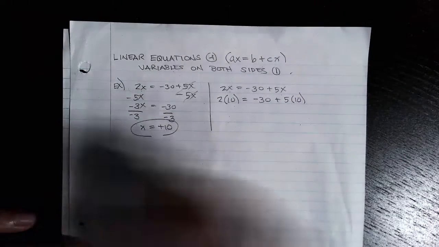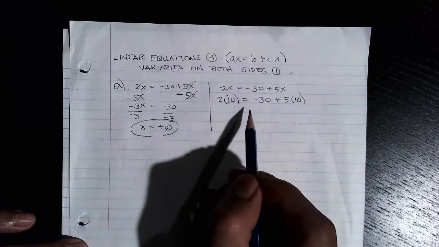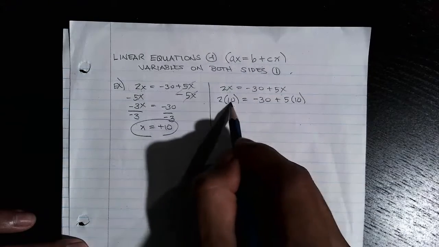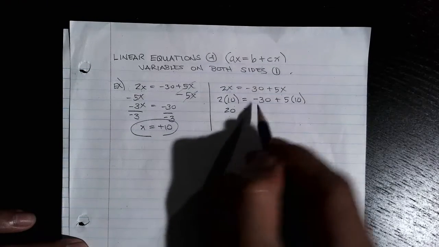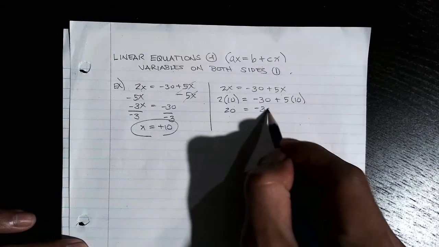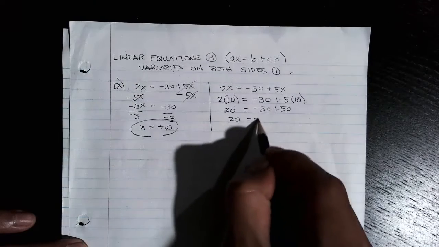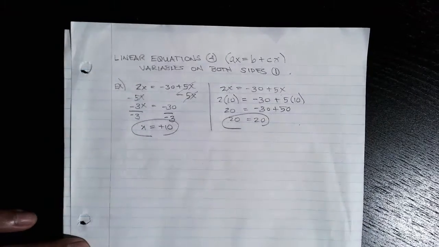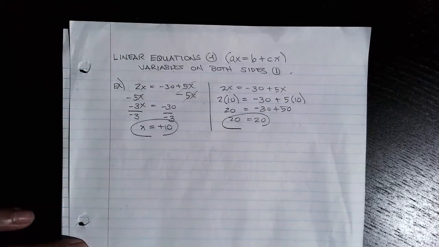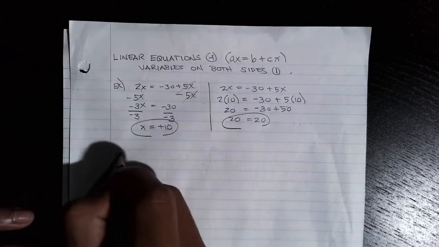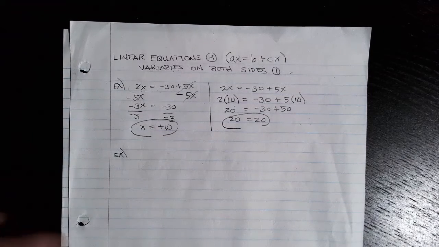And are we going to get the same answer on both sides of the equal sign? Let's see. 2 times 10 here is 20. And on this side is negative 30 plus 50. And it looks like we do. So we did this right. Our answer is correct. I don't know how many examples you guys are going to need, but maybe we'll do a couple more, okay?